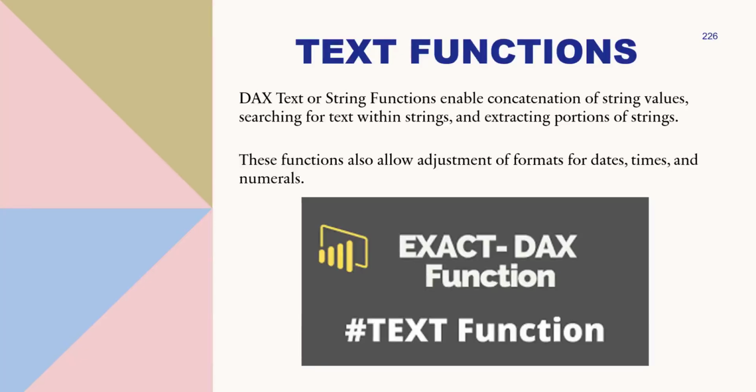Hello everyone. In this Power BI session, we will discuss string functions or text functions in Power BI. These functions enable us to concatenate string values, search for text within a string, and extract a portion of the string. These functions also allow the adjustment of formats for dates, times, and numerals. So now let's begin with some of the text functions in Power BI.